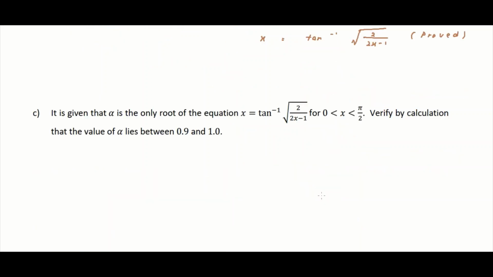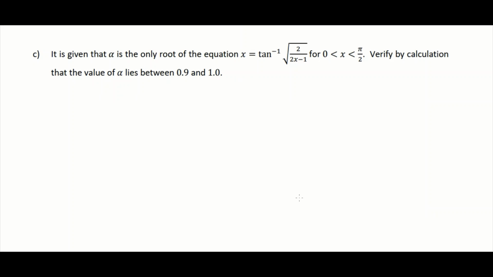Now let's move on to C. It is given that alpha is the only root for the equation that you have proved just now. So verify by calculation that the value of alpha lies between 0.9 and 1.0. This is the question where you need to deal with the change of sign approach again. Since you have this equation already, let's try to rewrite it again. x equals tangent inverse of square root 2 over 2x minus 1.